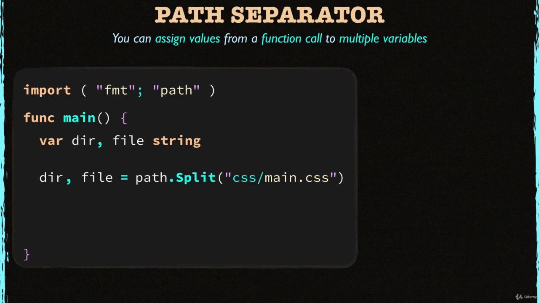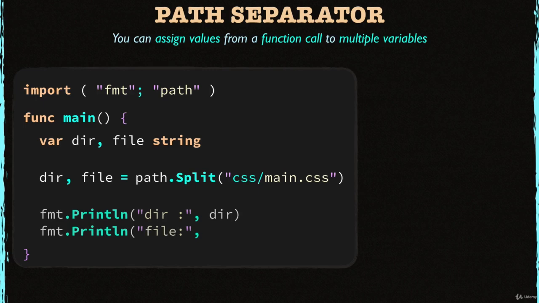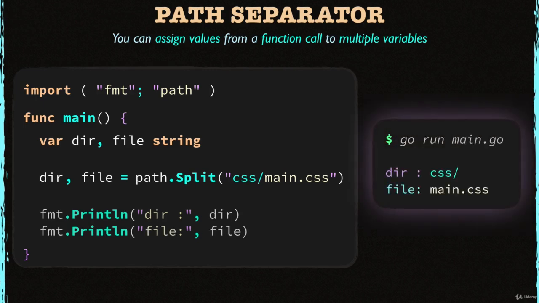As you know, the split function returns two string values. Here they are being saved into the dir and the file variables. In this assignment, the number of variables and the number of values that will be returned from the split function are the same. As you can see, there are two variables on the left-hand side of the assignment statement, dir and file. And the path split function returns two values, so the numbers match. Okay, let's print those variables now. Good. It prints the directory and the file names.